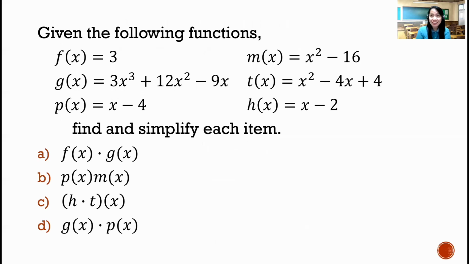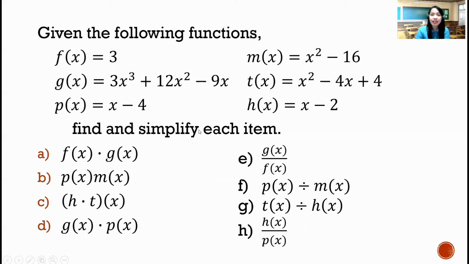Now, it's your turn. There are given functions. All you have to do is to find and simplify each item. We have 1, 2, 3, 4, 5, 6, 7, 8. There are 8 items and you're going to find and simplify each item using the definition of multiplication or the process in multiplying and dividing functions.